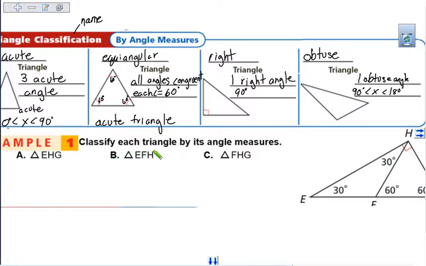Next up, we're classifying triangles by its angle measures. So by the angle measures means we're using one of these four classifications: acute, equiangular, right, or obtuse. And we're looking at triangle EHG first. So that's our largest triangle. So we have a 30-degree angle, a 60-degree angle, and then we want this whole corner. The whole corner is 90 degrees. So because it has one right angle, that means that this is a right triangle.